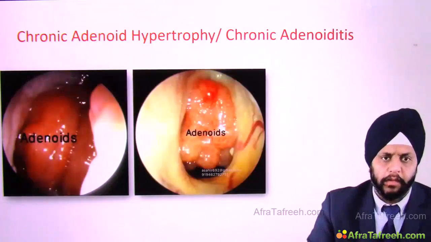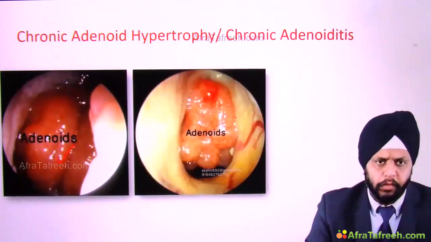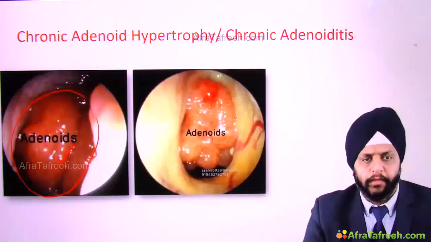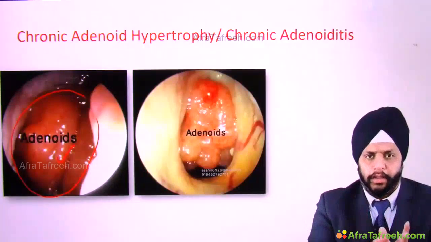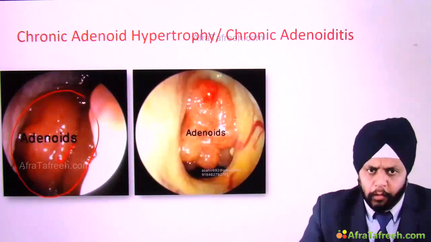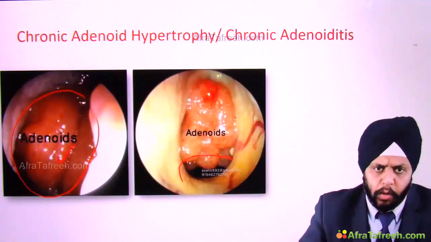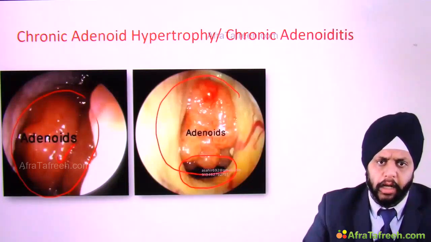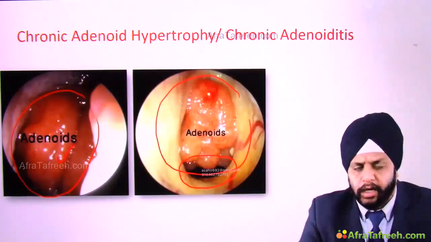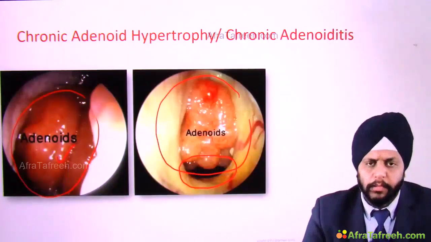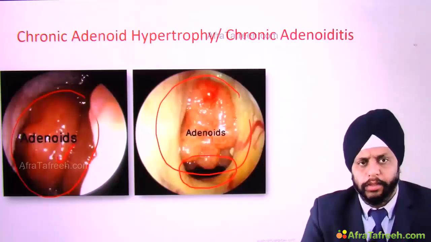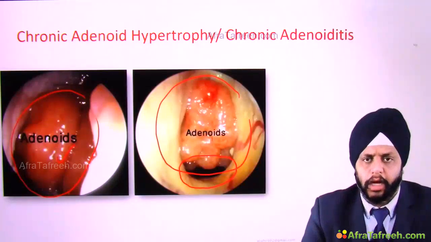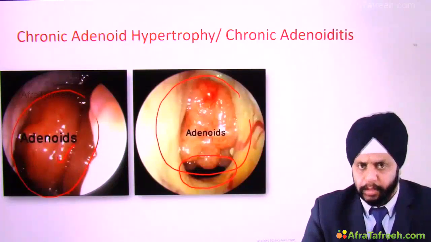Look at the first image, what do you see over here? You see that adenoids are coming into the nasal cavity. They have completely blocked the posterior choana. Look at the second photograph and you will see that only a small opening is left. The remaining whole of the choana is filled with the adenoid mass, and the patient practically has no space to breathe. So that is your chronic adenoid hypertrophy, which we will study.